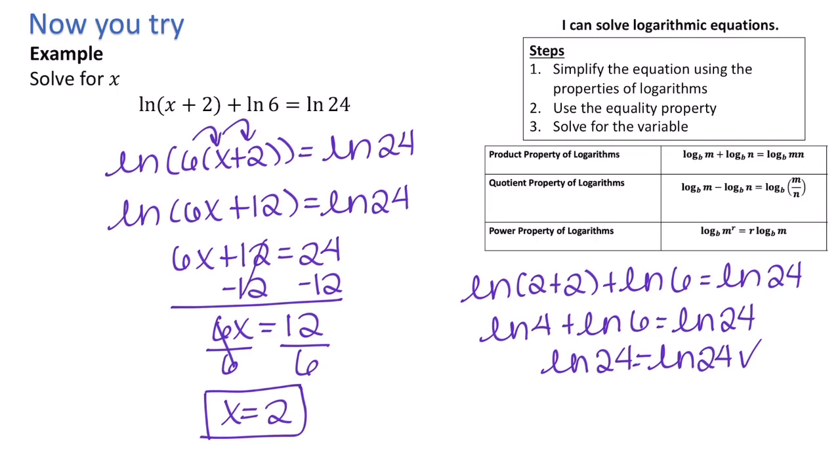If you plug x equals 2 back into the original equation, you get the natural log of 4 plus the natural log of 6 equals the natural log of 24, which does work out.